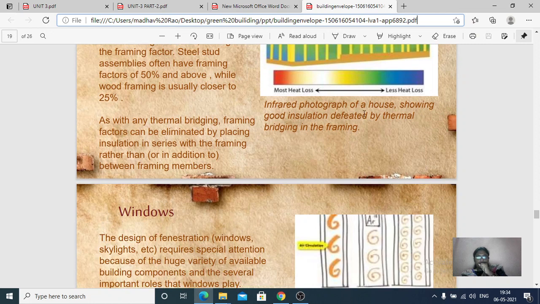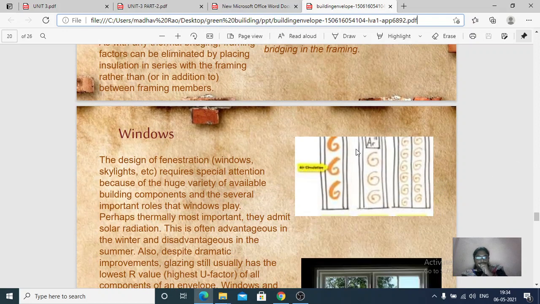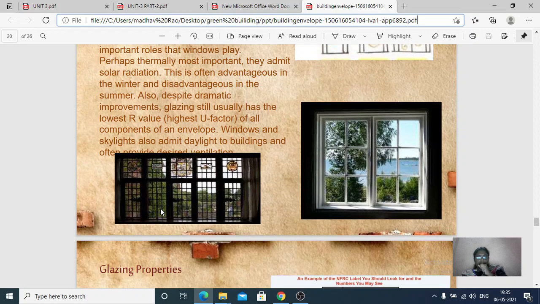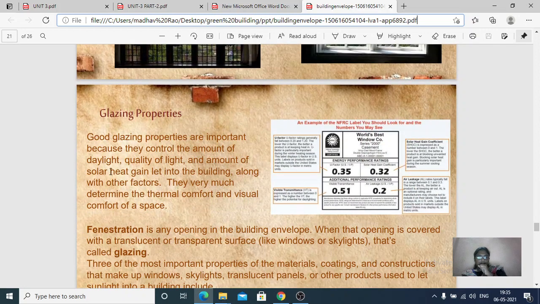Right, an infrared photograph of a house showing good insulation defeated by thermal bridging in the framing. So right, here the picture of windows also you can see. So right, this type of windows we have to use. And next one is the glazing property.